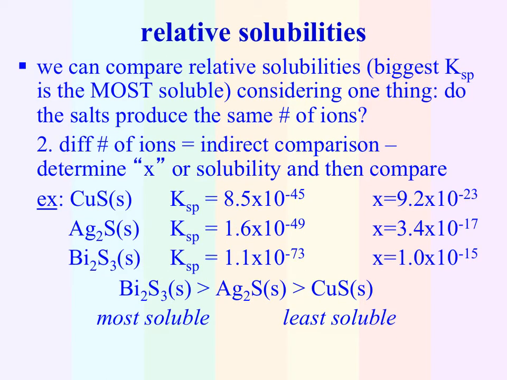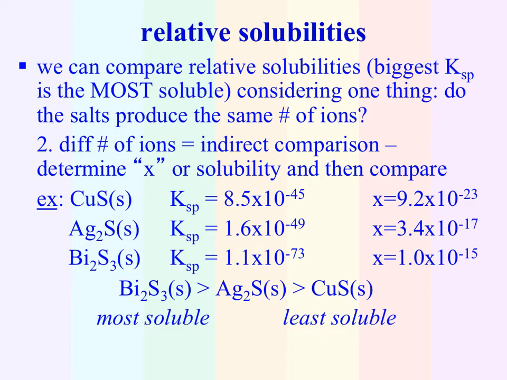So what if the number of ions that are put into solution are not the same? How do we compare these? Basically, if we have a different number of ions, we have to make an indirect comparison. What we have to do is determine x, and we saw how to determine x, or that solubility, in the last example problem that we just did.